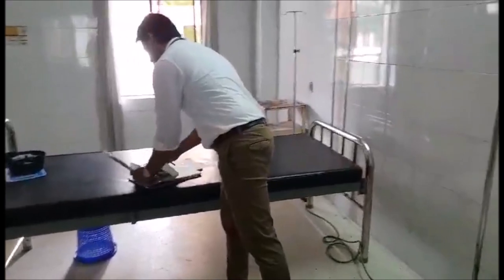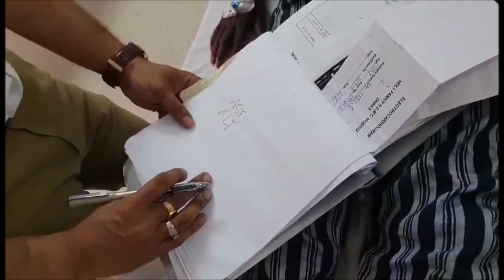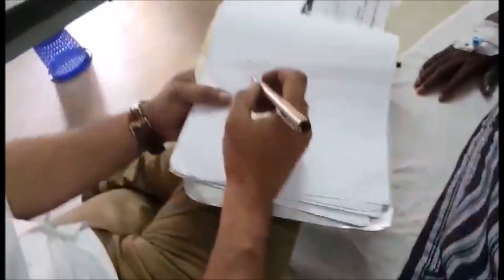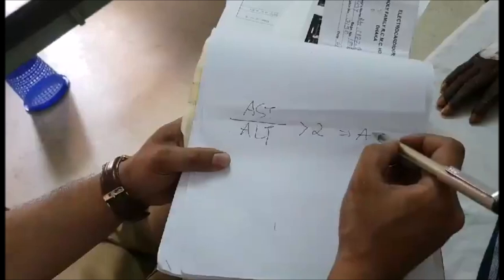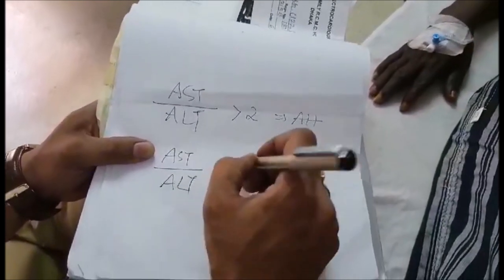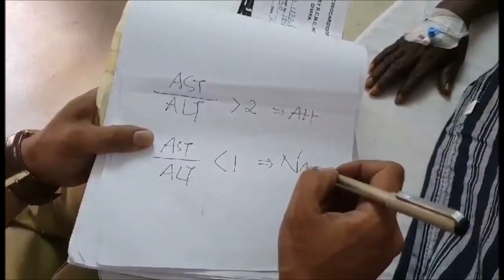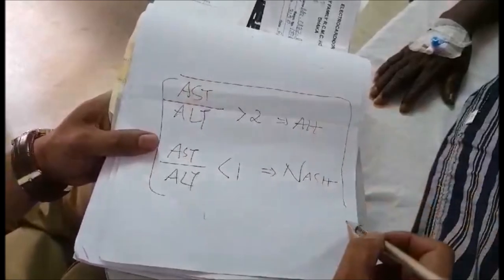I'd like to show one of the features here also by writing. One of the important tips and tricks that I'm saying: whenever the liver biochemistry is altered, and the AST and ALT are raised, you need to calculate the AST-ALT ratio. If the ratio is 2 or more, this is alcoholic hepatitis. Whenever the AST-ALT ratio is less than 1, you should think about NASH, non-alcoholic steatohepatitis. Mind that this box is very important to reach the diagnosis.